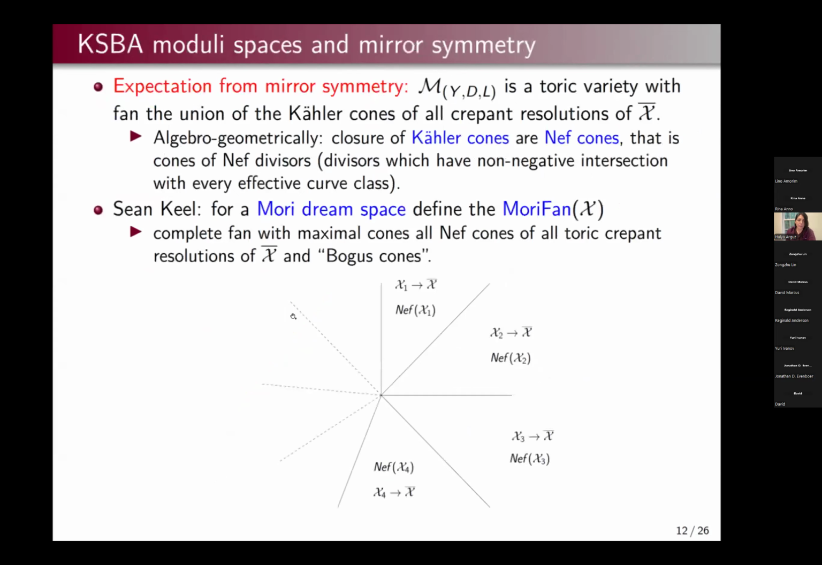So this is toric mirror symmetry, and the expectation of mirror symmetry says that this moduli space, the Kähler moduli space, should be a toric variety, and the cones and the associated fan should be Kähler cones, whose analogs in the algebraic geometric language are nef cones.